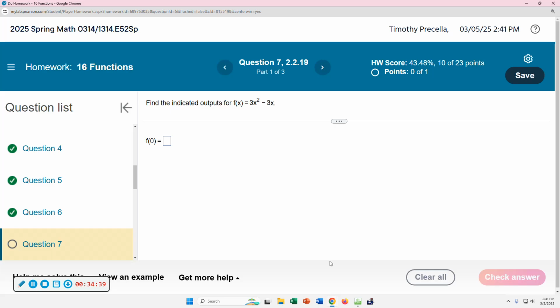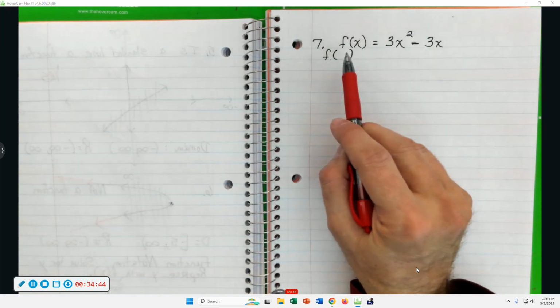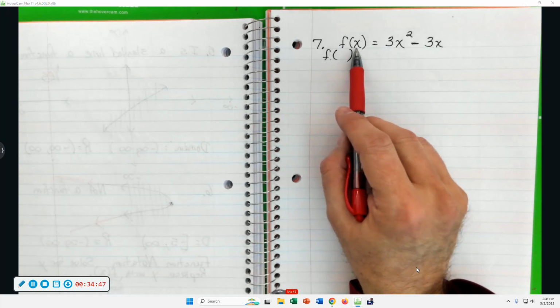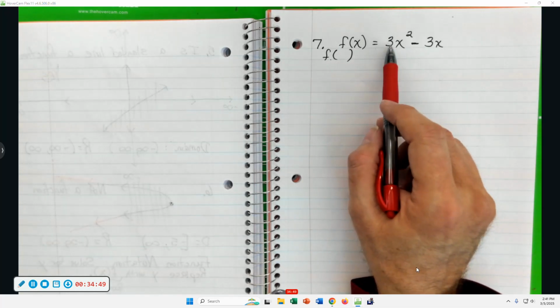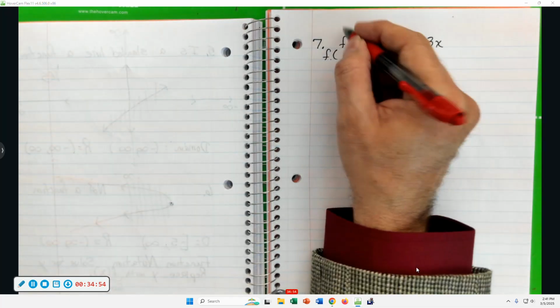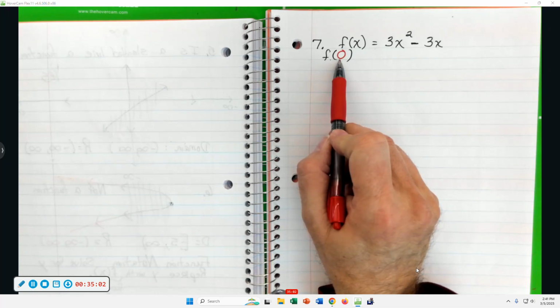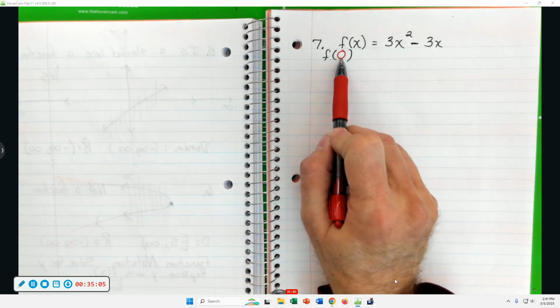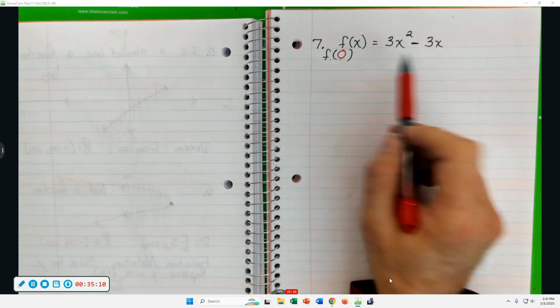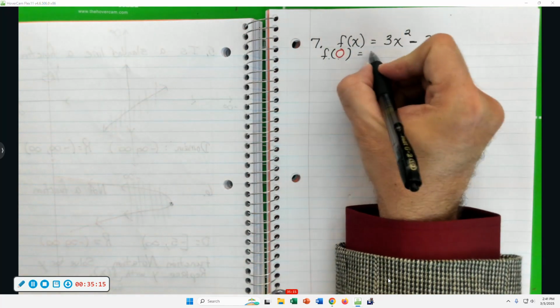Have you got it written down? Yes. Let me switch over to Tony's paper. So look at this function. You read this as f of x, or function of x, equals 3x squared minus 3x. That's a rule that's going to give you the y values. The number in the parentheses is the x. What this is saying is plug 0 in for x. That'll give you the y value. So if I plug a 0 in for x, I guess that's going to be pretty easy, isn't it?